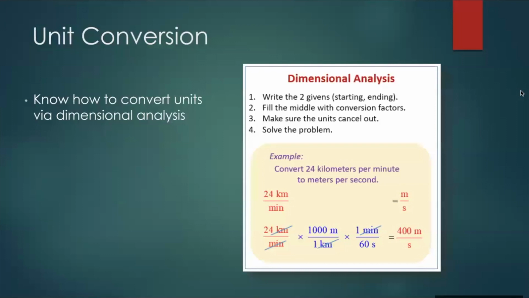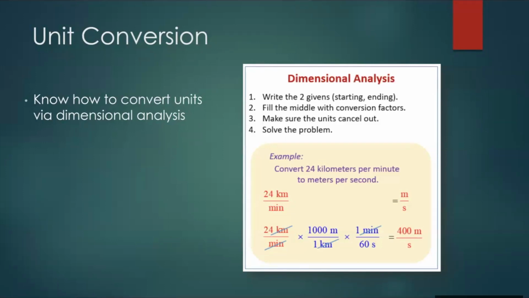Alrighty. Next is unit conversions. So you must know how to convert units via dimensional analysis. There's an example over here in the right graphic. So the first step to any problem like this is write the two givens, what you're starting with and what you're ending with. So below what's in purple, we have 24 kilometers per minute. That came from the problem that's in purple. It says convert 24 kilometers per minute to meters per second. Our first given is 24 kilometers per minute, and we need to get to meters per second.